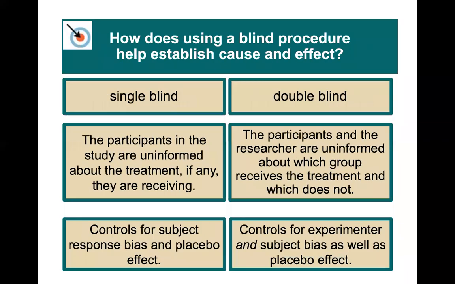So how does using a blind procedure help establish cause and effect? And this means that either the individuals in the study or both the individuals in the study and the researchers don't know who's in which group.